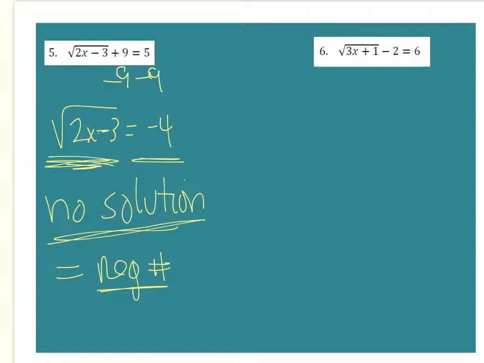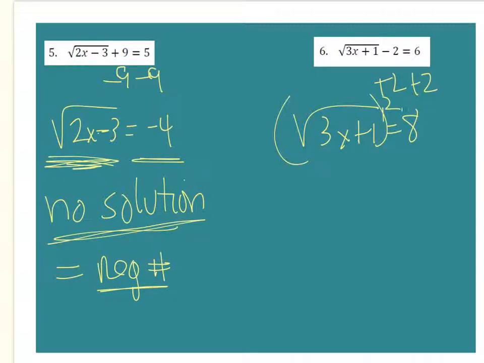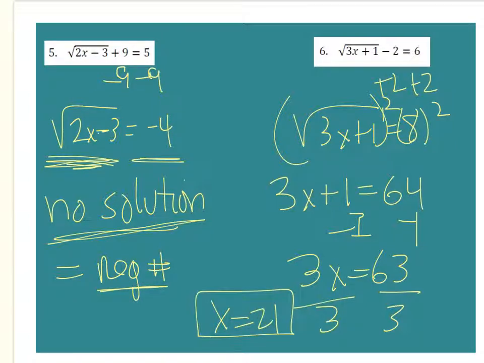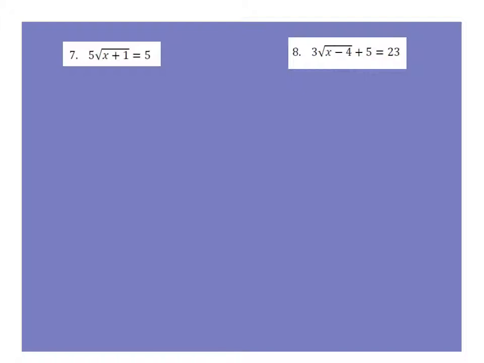So now number 6, though, if I add 2, the square root of 3x plus 1 equals 8. So now if I square both sides, that's going to be 3x plus 1 equals 64. Minus 1, 3x equals 63. Divide by 3. So x is going to equal 21. So that's kind of a step up here.